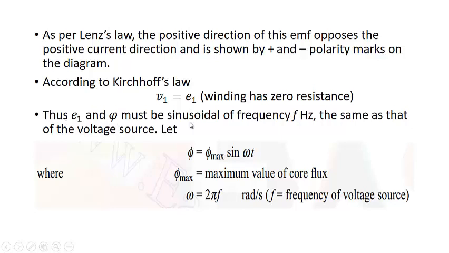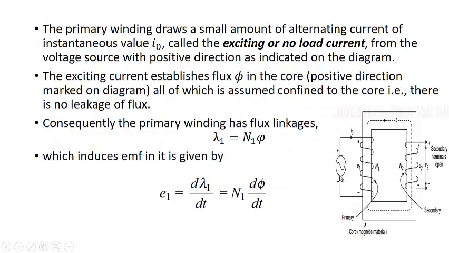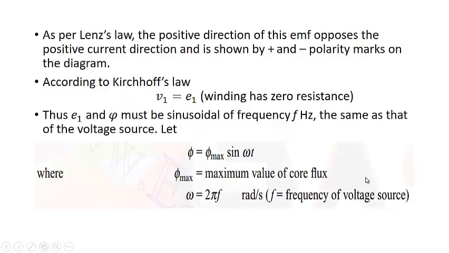Thus E1 and phi must be sinusoidal, of the same frequency f as that of the voltage source, because we are supplying some voltage, it produces some current I0, which will also be sinusoidal, and when it produces the flux, this will be sinusoidal. When sinusoidal flux is produced, it induces EMF, which also will be sinusoidal. So all three will be sinusoidal in nature, with the same frequency f. Let us assume that phi is equal to phi max sine of omega t. Phi max is the maximum value of the core flux, and omega is equal to 2 pi f radians per second, where f is the frequency of the voltage source.